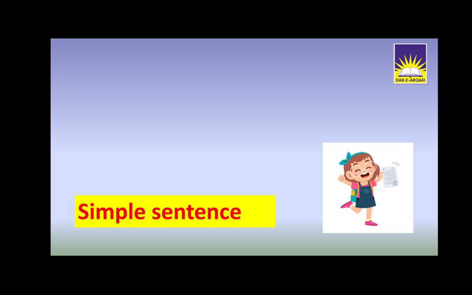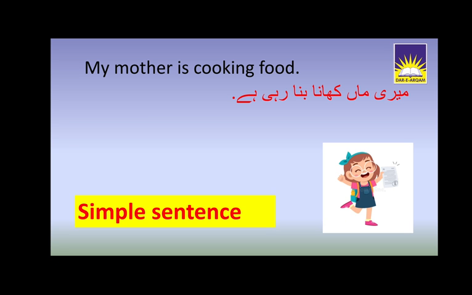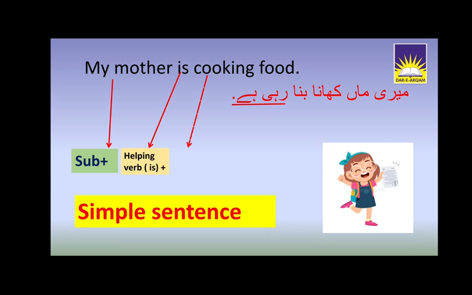Again, the same example. My mother is cooking food. मेरी माँ खाना बना रही है. My will be subject in the formation. Subject will come first in this sentence. Then you will put helping verb is. Then cooking will be verb plus ing. And food will be the object. So this is the formation of the simple sentence.